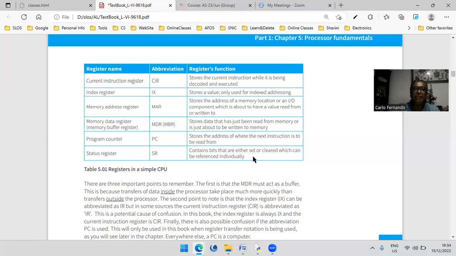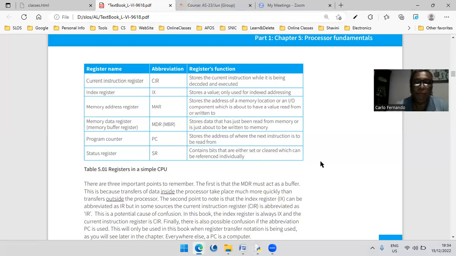Contains bits that are either set or cleared. So which means either 0 or 1, which can be referenced individually. If this bit is on, something. If the other bit is on, if the other bit is 0, like that, the status. What is the status of each?